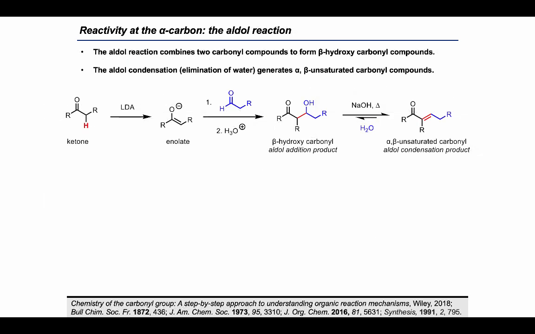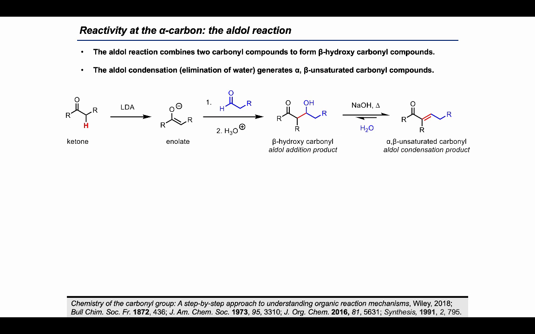One of the most powerful reactions involving carbonyl compounds is the aldol reaction, which is the addition of an enolate nucleophile to another carbonyl species as the electrophile. This generates a new carbon-carbon bond between 2 carbonyls and forms beta-hydroxycarbonyl compounds as products. The aldol condensation, in which water is eliminated from the initial beta-hydroxycarbonyl product, generates alpha-beta unsaturated carbonyls.